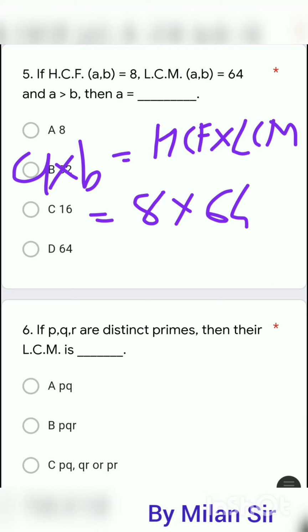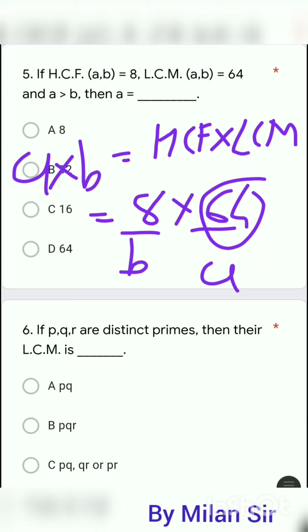So now here we can think about this question in many ways, but if we think about the simple way, then just check the options. First option is 8, second option is 32, third option 16 and fourth option 64. Now here we have two numbers, so directly we can say that this can be our A and this can be our B, right?